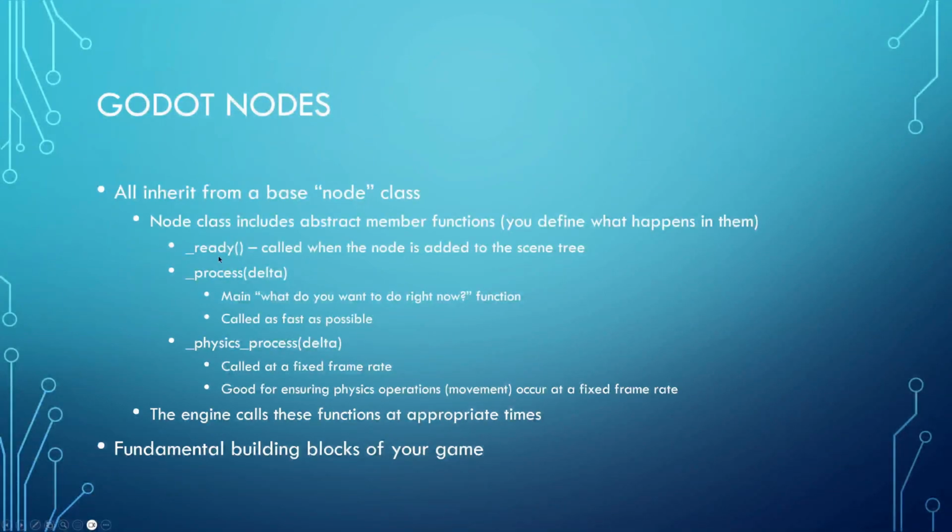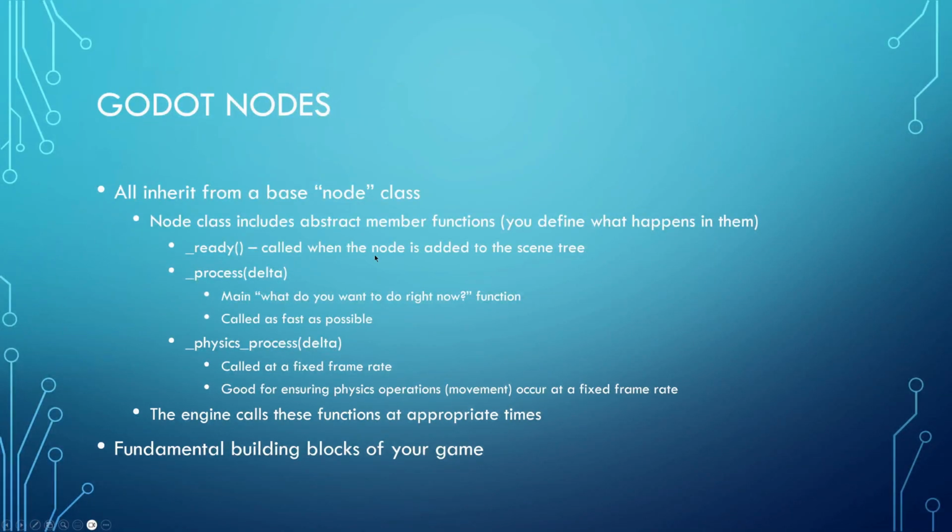The first one, ready, is called once, when the node is added to the scene tree during gameplay. So this is sort of like your initialization. It's like, okay, when this node gets added, I might want to initialize some values, just set things up, and now it's ready to go. And that's the only time that the ready function is called.